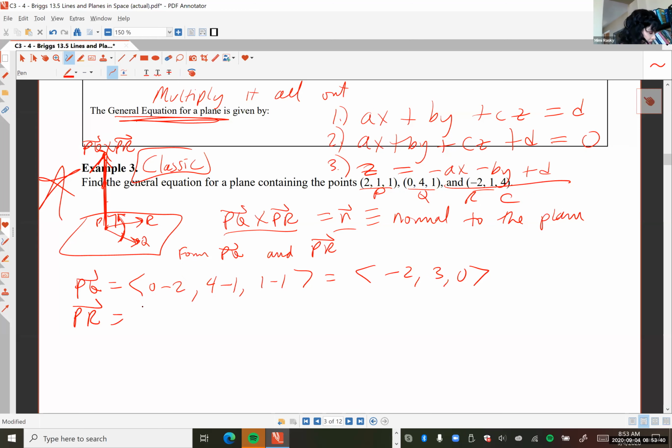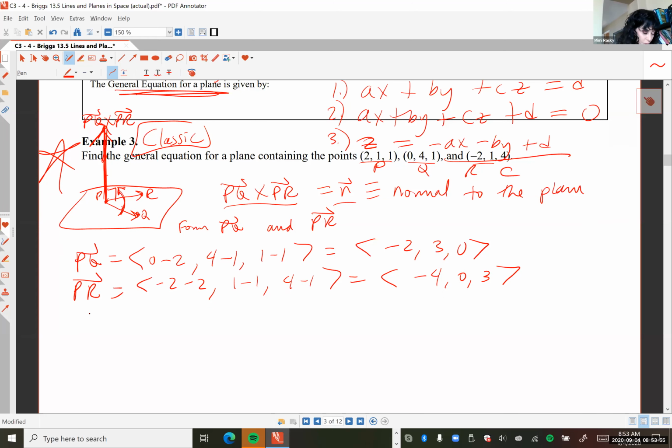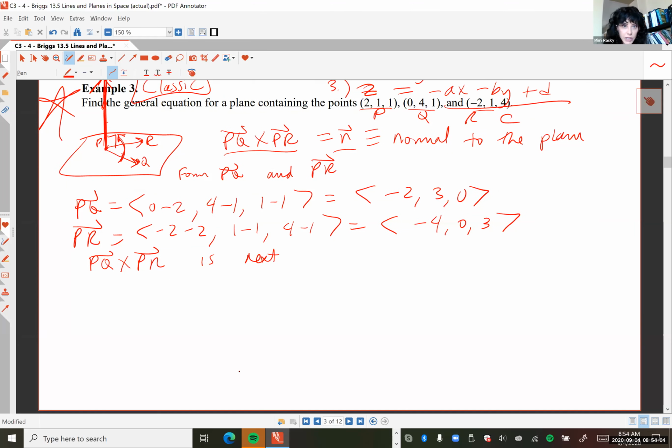The PR vector, I'm going to do terminal minus initial, negative 2 minus 2, then 1 minus 1, then 4 minus 1 for the last component. And that gives me in component form, negative 4, 0, 3. Fantastic. Now I'm going to get the cross product. So PQ cross PR is next. And we already went over how to get cross product, right? That was this week's material.